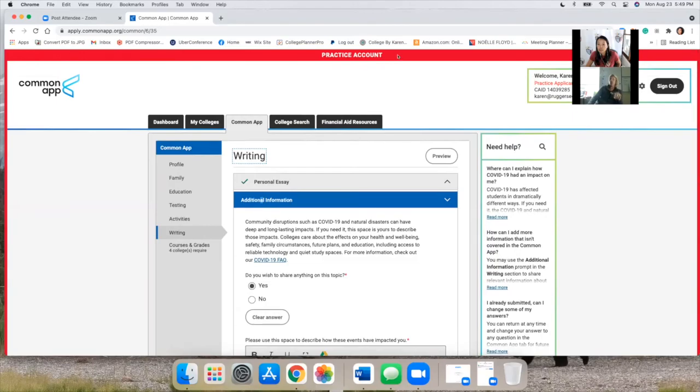If you want to answer those questions, you have to click yes. They won't populate until you say yes to, do you wish to share anything on the topic? If you click yes, then the box will appear. Yeah, good, I'm glad you found it. If you hit no, or you leave it blank, it will just stay non-existent to you. The only way to find it is to click yes on those questions.